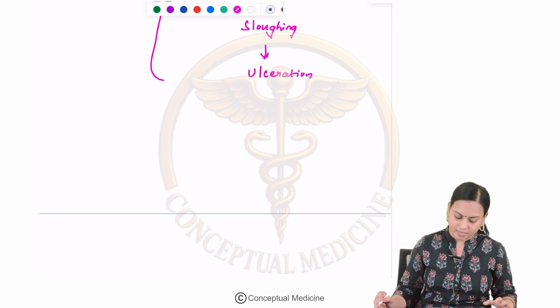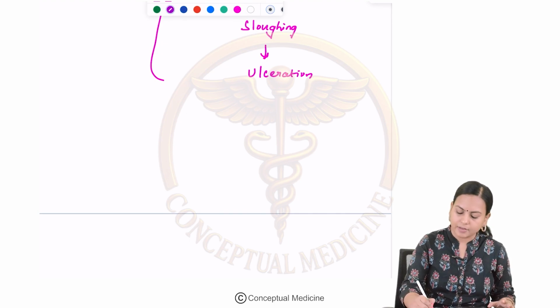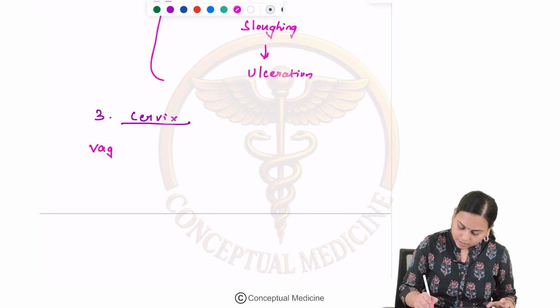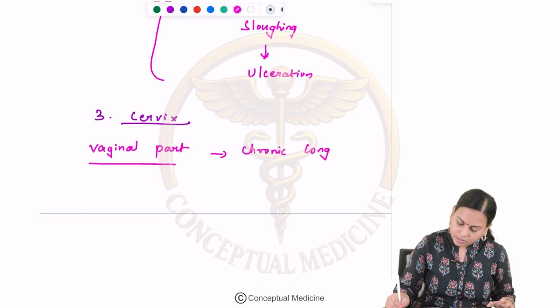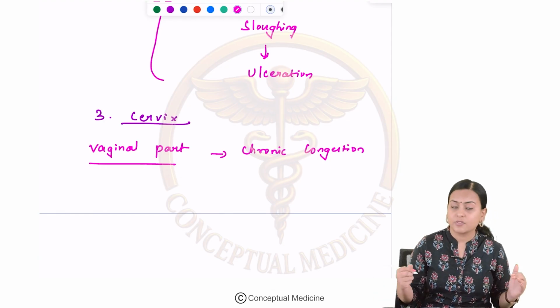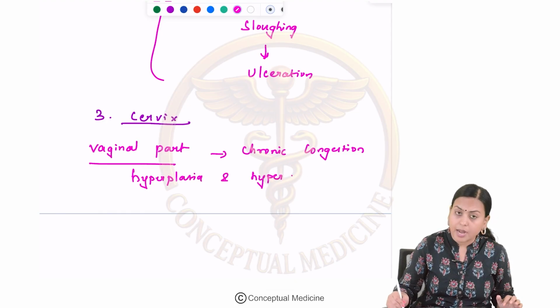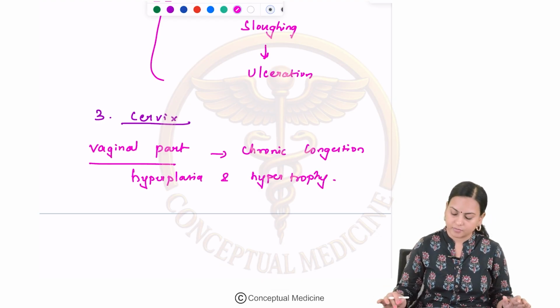Clear? Right. Now let's see what are the changes she will have in the case of the cervix. In the cervix, usually the vaginal part of the cervix, what happens is there is chronic congestion that will lead to hyperplasia as well as hypertrophy of the fibromuscular complex.